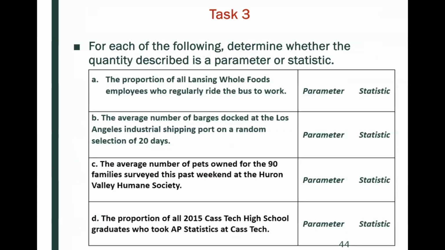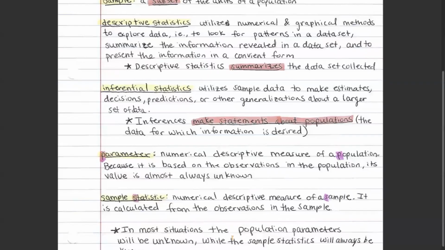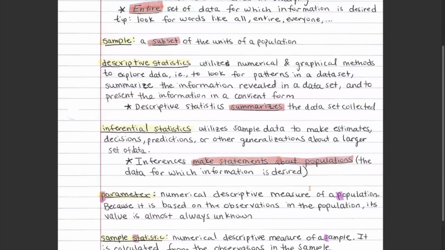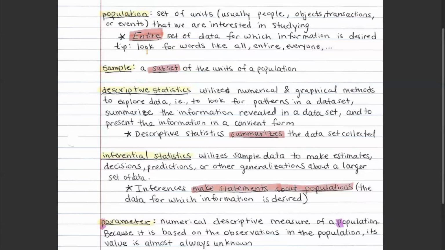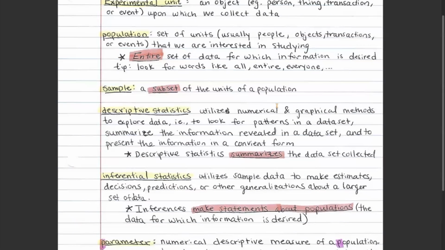For each of the following, determine whether the quantity described is a parameter or a statistic. Just to refresh our memory, a parameter is a numerical descriptive measure of a population, and a sample statistic is a numerical descriptive measure of a sample. So remember, parameter, population; statistic, sample. When we're talking about a population, we want to look for words like all or entire or everyone, whereas a sample is a subset of a population.